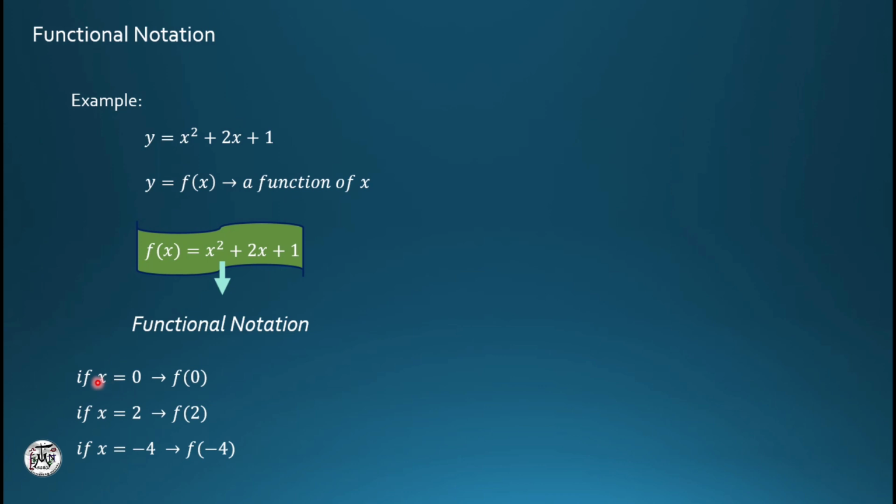So for example, if x is equal to 0, we can read it as f of 0, a function of 0. Then if x is equal to 2, then f of 2. If x is equal to negative 4, then f of negative 4, or a function of negative 4. Or f of negative 2, or f of 0.